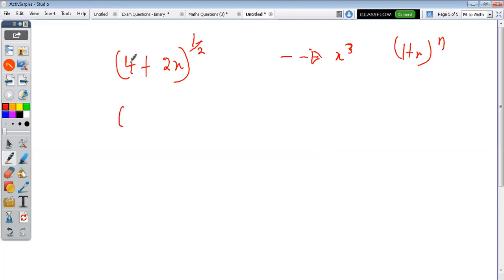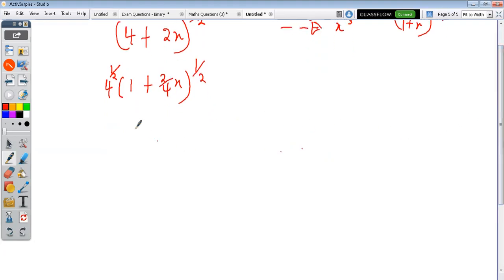So to do that, I divide everything inside here by 4, so that this is 1 plus 2x over 4. Then that 4 that I'm dividing, I put the 4 outside here. The only difference is that 4 has to be affected by this power. So that's what you should not forget. So it's 4 to the power of half. Then this thing to the power of half. That's the first correction we'll do.